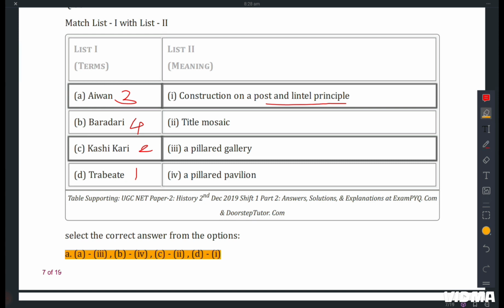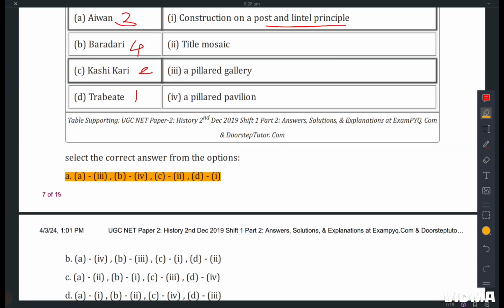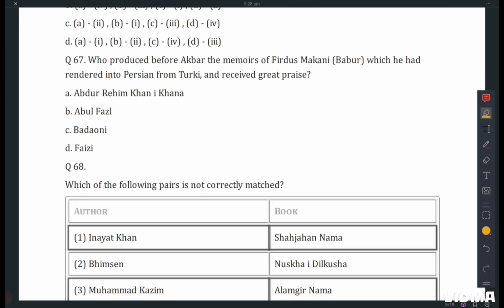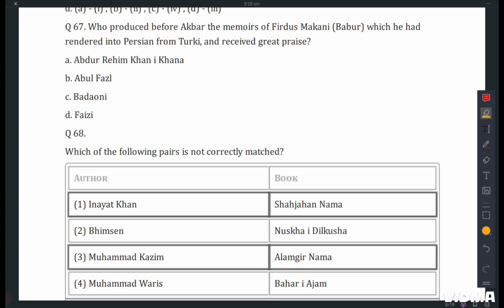Kashikari still used in clothes and all. Then tribute, structural system based on the use of columns or posts and the beams. Okay. 67. Who produced before Akbar the memories of Firdous Makhani, that is Babur, which he had rendered into Persian from Turkey and received great praise?